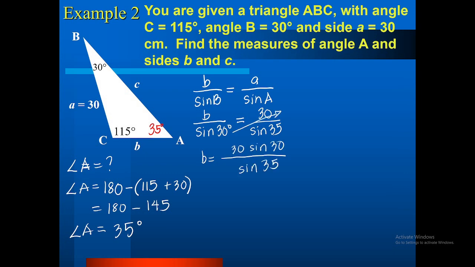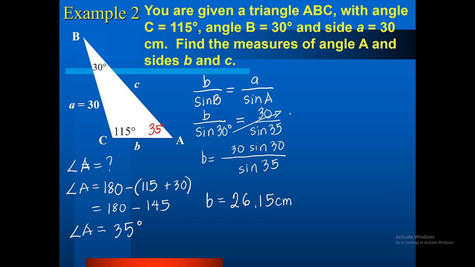Kindly use your calculator, please. How much do you get? Do you have the same answer? 26.15? Yes, centimeters. So that is B. Let's now solve for C.